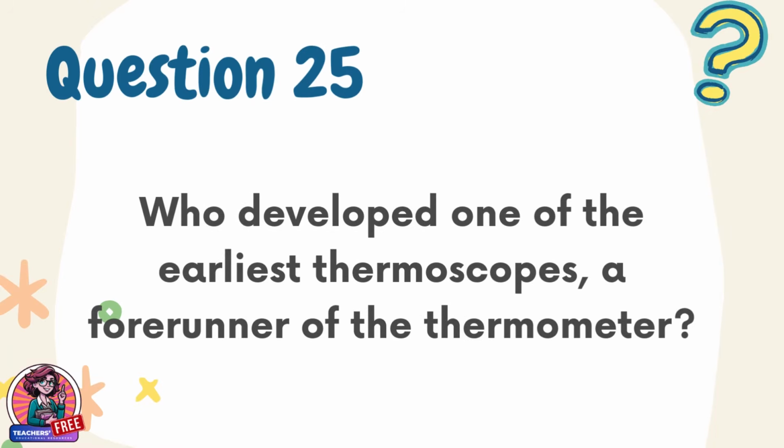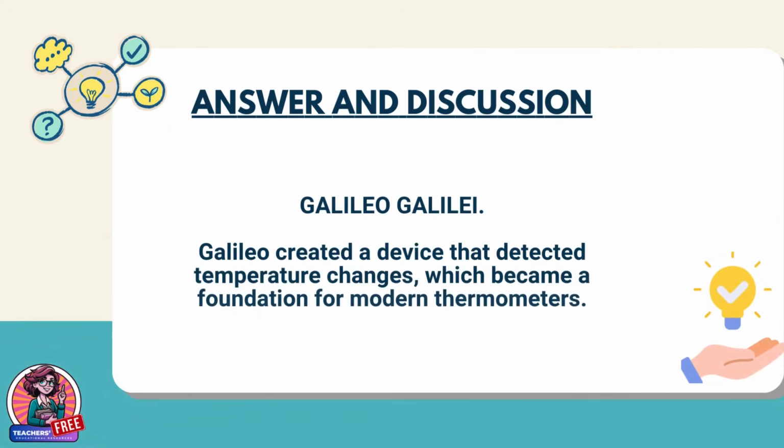Question 25. Who developed one of the earliest thermoscopes, a forerunner of the thermometer? Answer: Galileo Galilei. Galileo created a device that detected temperature changes, which became a foundation for modern thermometers.